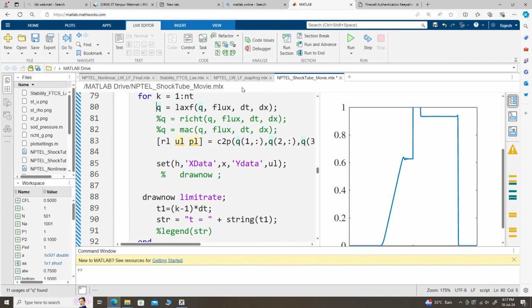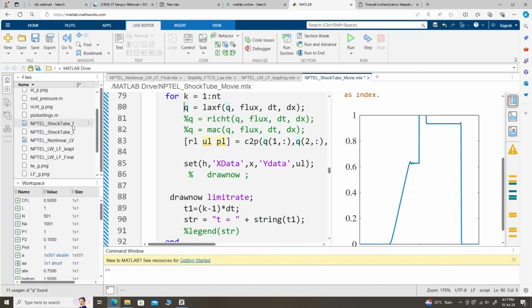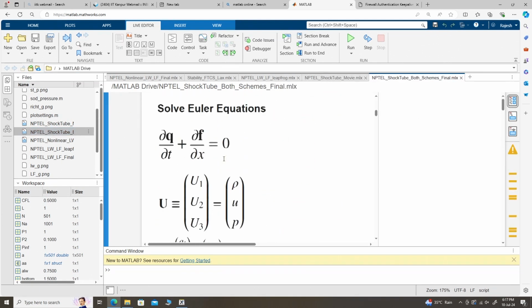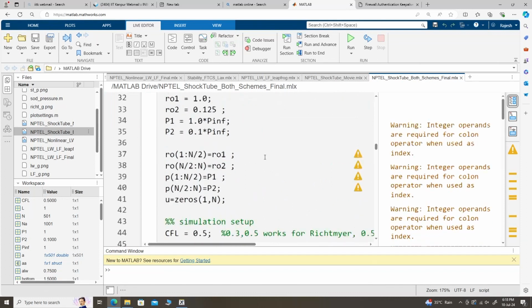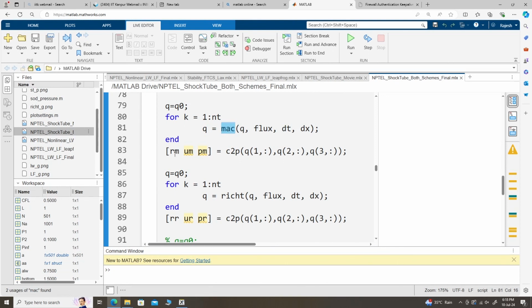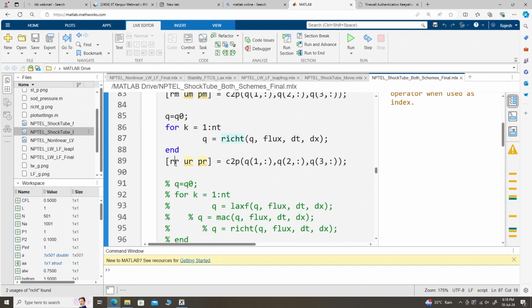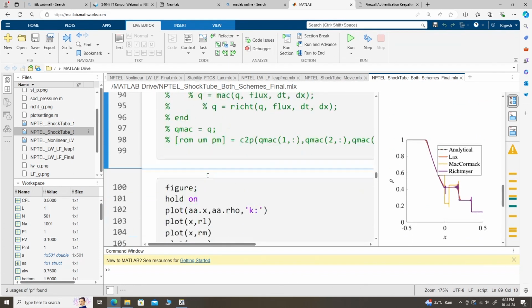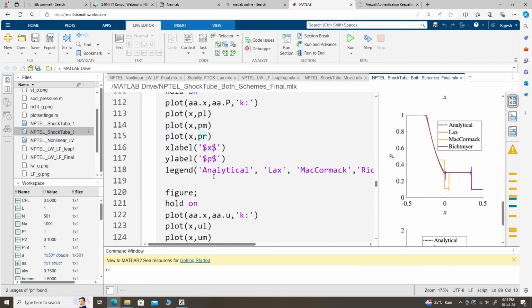Okay, this was a movie, so let me just show you. So in this I am comparing all these schemes. As you can see here, I use Lax-Friedrichs and store it as R_L, U_L and P_L for Lax-Friedrichs. Then I use McCormack, store it as R_M, U_M, P_M, M for McCormack, and then I use Richtmyer and I store it as R_R, U_R and P_R. And then I am basically comparing all those results.